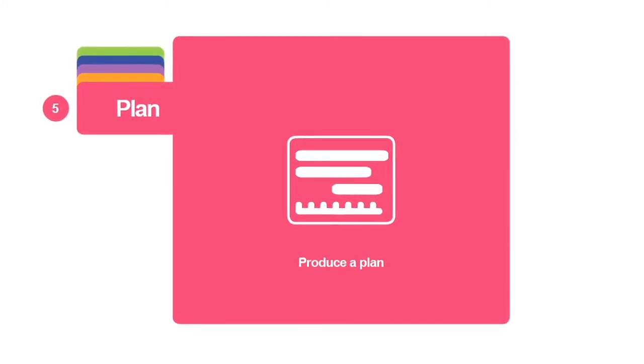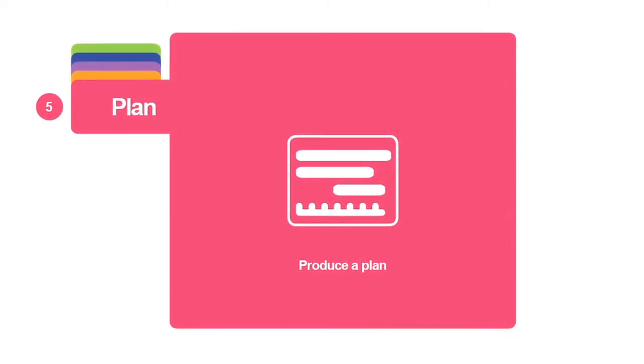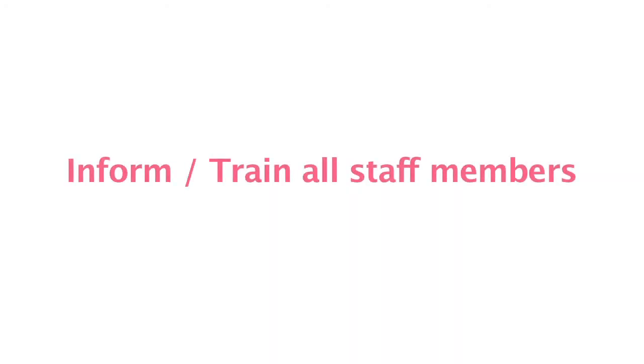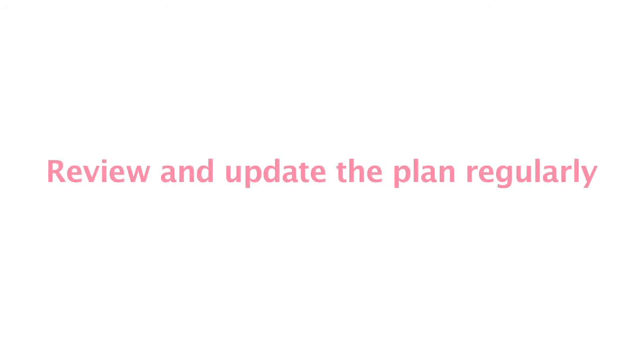5. Produce a plan. To manage the ongoing risk, you need to produce a plan that includes the following components. Train and appoint staff within the school or academy leadership. Devise an action plan to follow if asbestos-containing materials are disturbed. Inform and train all staff members on where the asbestos is and how to avoid disturbing it. Ensure that all external contractors working on the premises are informed of the asbestos plan and have the necessary training and insurance in place. Finally, you need to regularly review and update the plan.